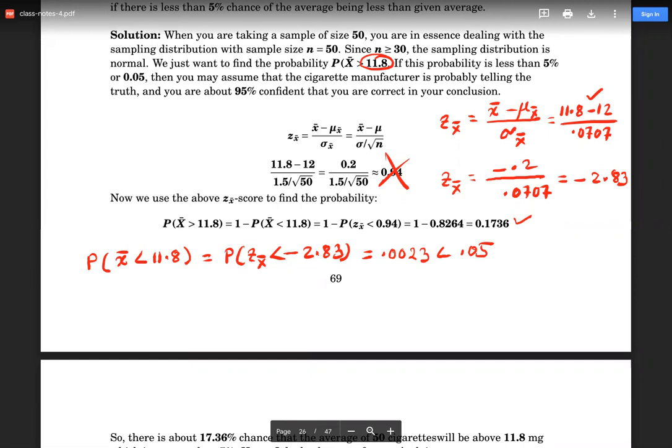So, there is less than 5% chance that you will get it randomly. Therefore, our conclusion is that the cigarette manufacturer is probably telling the truth. They have reduced the amount of nicotine.